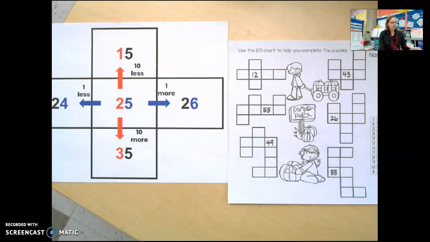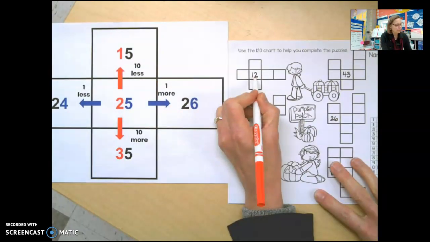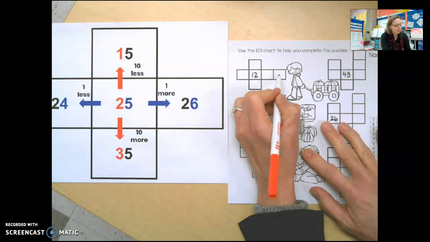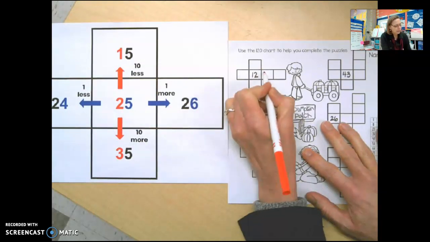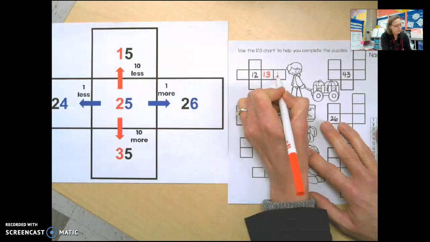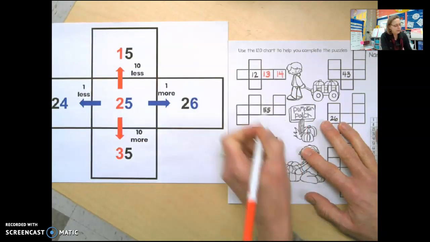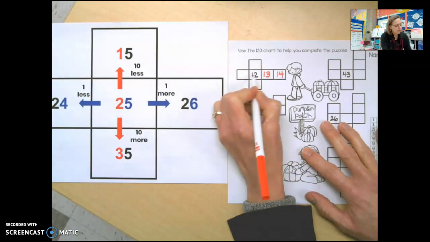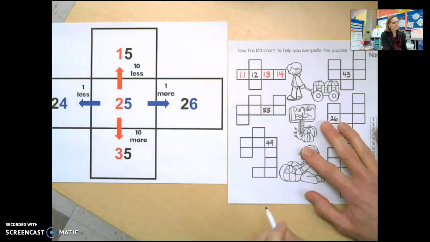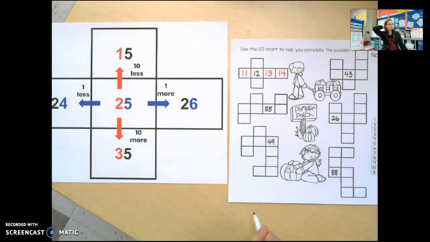So here we go. Let's start with this first one here. We know that we're starting with 12. We know that if we go this way, we're just adding 1. So we're counting on from 12. We're going to count on to 13. And then from 13, we're going to add 1 more. So we count on to 14. But if we go this way, we're going to take 1 away, right? So we're counting backwards. So what comes right before 12? That would be 11. Just think of that as like counting on a number line because you're going sideways.